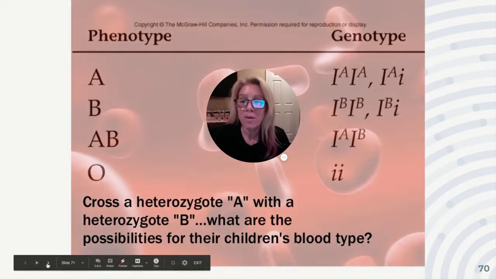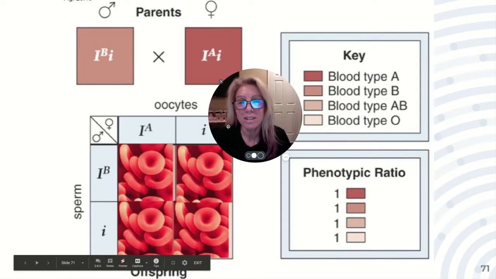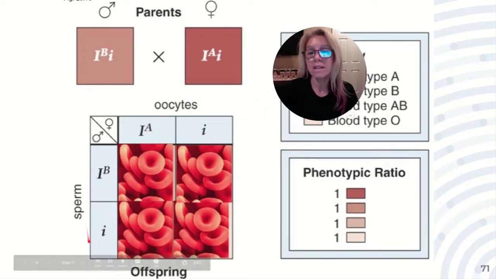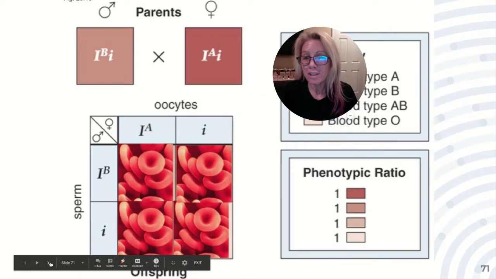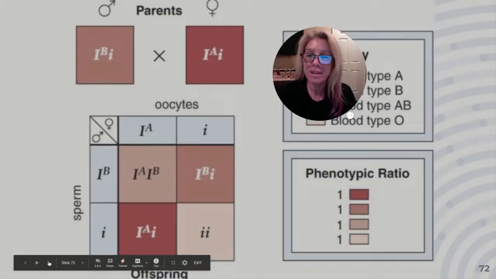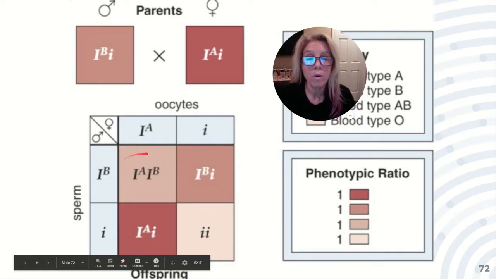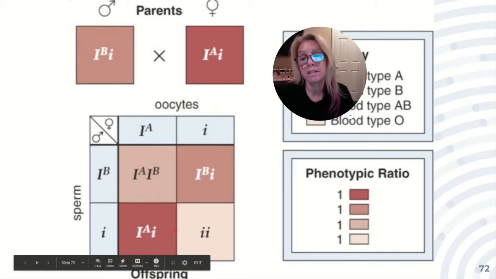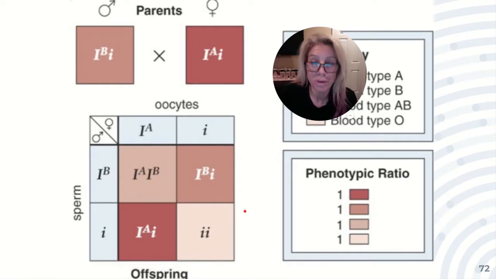All right, so hopefully you would set up the cross to look like this, right? Big IA, little i, big IB, little i. So how would that turn out? As far as your zygotes, you would expect one to be IA IB, one to be type B blood heterozygote, one to be type A heterozygote, and one to be O. So in this case, your genotype and phenotype ratios are going to be the same, right? 1 to 1 to 1 to 1.